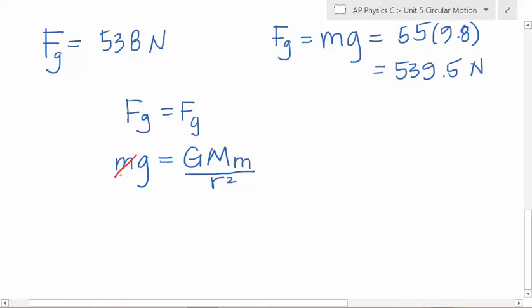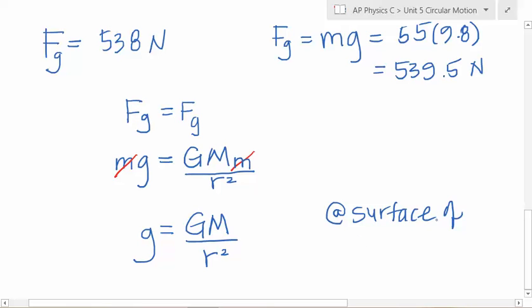Well, look, little m can cancel out. Maybe little m is the person sitting on the Earth, and big M is the mass of the Earth or the moon or whatever planet you may be on. So then the gravitational field constant can be calculated as GM over r squared. Now, at the surface of a planet, the gravitational field constant would be G capital M over the radius of the planet.